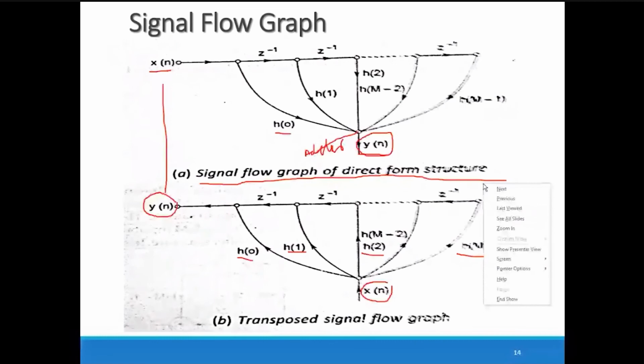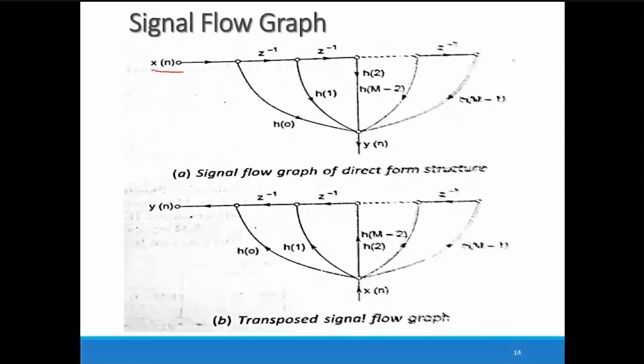Let me explain the transpose form from this signal flow graph itself. Here I am applying the input x of n. It is multiplied by H0 and added, then x of n is delayed by 1 unit to obtain x of n minus 1, multiplied with H1 and added. So we get y of n using this direct form implementation. Here I am using the multiple input adder to replace the 2 input adders.